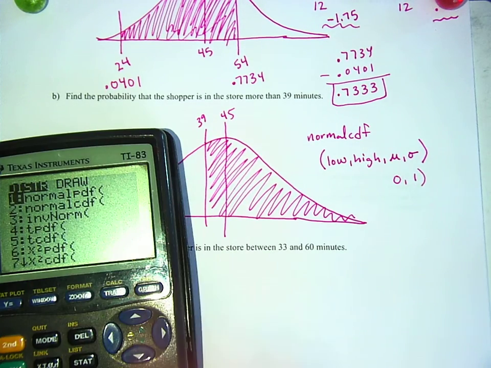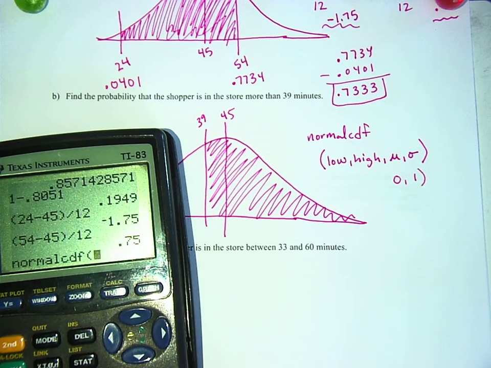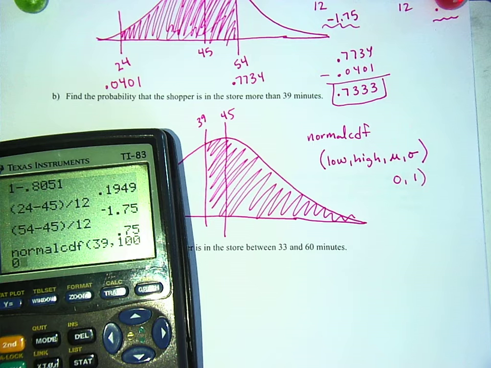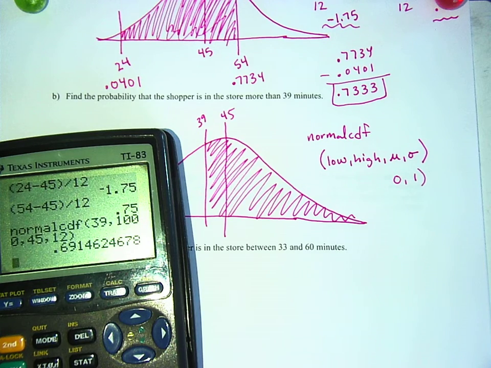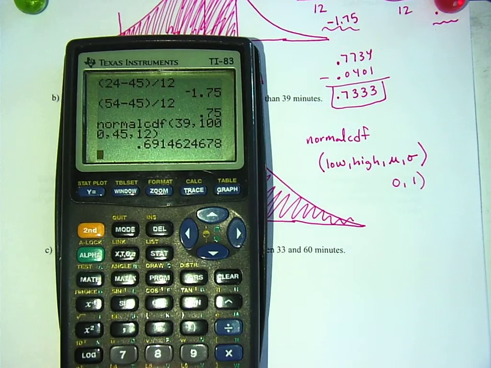So in my calculator, I'm going to hit normal CDF. My low point is going to be 39, comma. My high point, I'm just going to call 1,000. Somebody spending 1,000 minutes in the store. Technically, they could spend more than that, but why would they? Comma, and then I write down the mean, which is 45, and the standard deviation, which is 12. Parenthesis. And it just tells you what the area is. 0.6915.